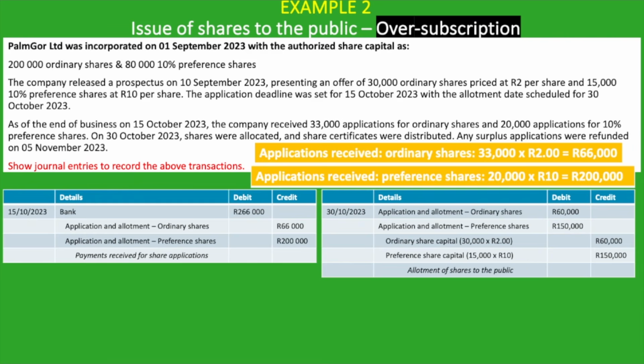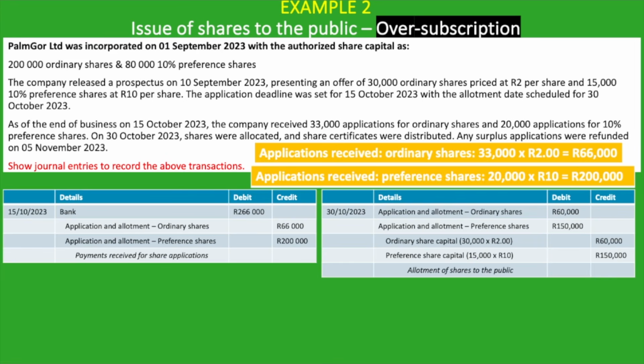Remember, step number 4 states that we record a journal entry on the date of refunds for unsuccessful applications, if applicable, and of course if you're dealing with oversubscription, it is applicable here. So let's record that. We're going to debit application allotment ordinary shares, and it's going to be the excess, which is the 3,000 shares, right? 33,000 applications received minus the 30,000 that we're offering, so we received excess applications of 3,000 shares. So 3,000 times 2 rand, that's 6,000 rand, and for preference shares it's 5,000 because we're offering 15,000 shares and we received application for 20,000 shares, so it's 5,000 times 10 rand, which is 50,000 rand.